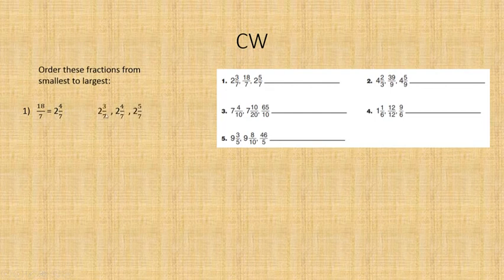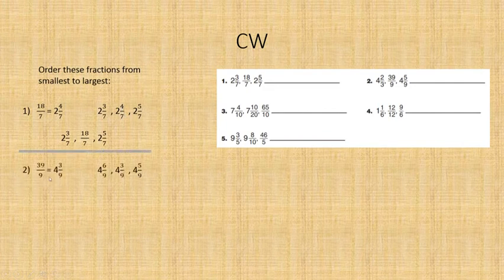And here, 2 and 3 over 7, 2 and 4 over 7, 2 and 5 over 7. So the order is the same, 2 and 3 over 7. I'll write it down in the original form. So 2 and 4 over 7, it equals 18 over 7. And after that, 2 and 5 over 7.